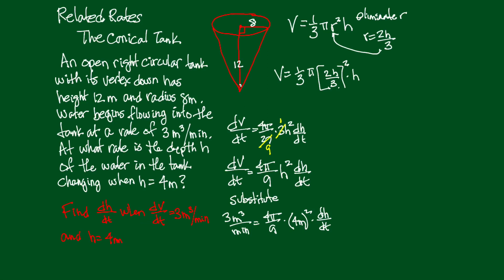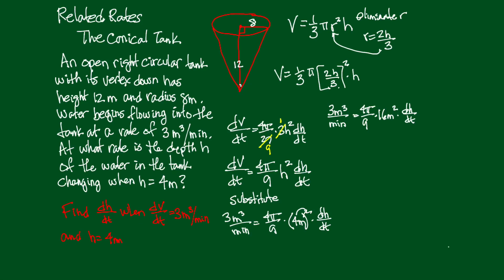So let's compute here. I'll do it right up here on the right. We are going to get 3 cubic meters per minute. That's equal to 4 pi over 9 times 16 square meters, right? Square the 4, square the m, and dh/dt.